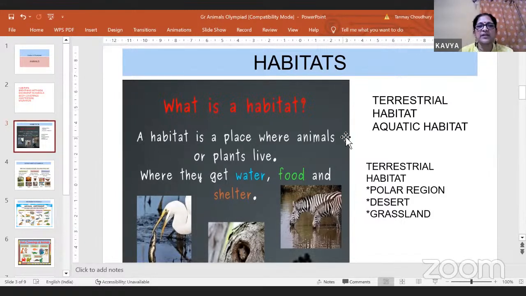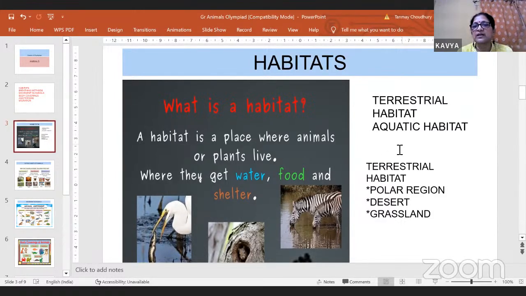So a habitat is a place where animals or plants live and they get water, food, and shelter. Whatever amenities needed to make their life comfortable is present there. So that will be its habitat. A lion lives in the zoo also. But is it comfortable? It is not comfortable. So the zoo is not the habitat of the lion. The grassland, the jungle, the forest, that will be the habitat of a lion, because it is comfortable there, it is its natural surrounding and it gets water, food, and shelter from there.